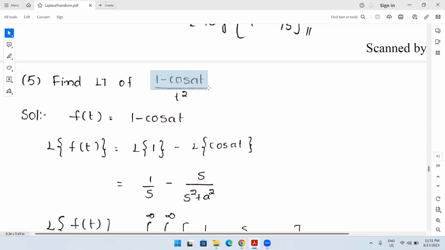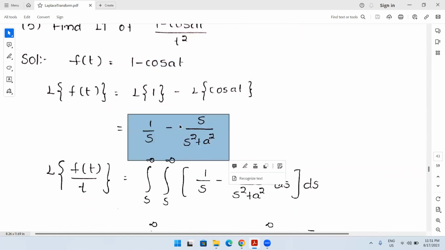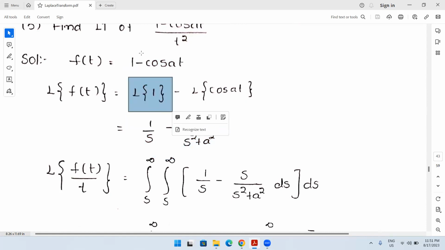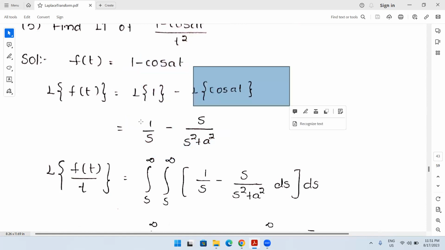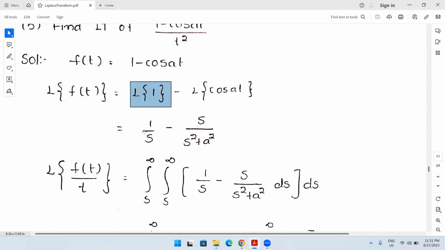First of all, we ignore 1 by t square and take only the numerator, that is 1 minus cos at, as f of t, and we find f bar of s. How do you find f bar of s? By the linear property, L of 1 minus L of cos at. This is by direct formula. L of 1 is 1 by s, and L of cos at is s by s square plus a square.